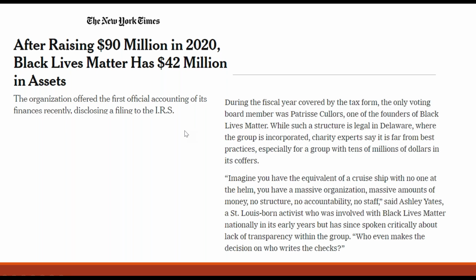And the story coming out of looking at Black Lives Matter's first 990 was a little bit mixed. One thing that was interesting was that in that year, it only had one voting board member. It was a Delaware nonprofit, and it was legal to have one board member in that state. But charity experts and folks like me will say that that is not a best practice, especially when you have a board managing tens of millions of dollars.